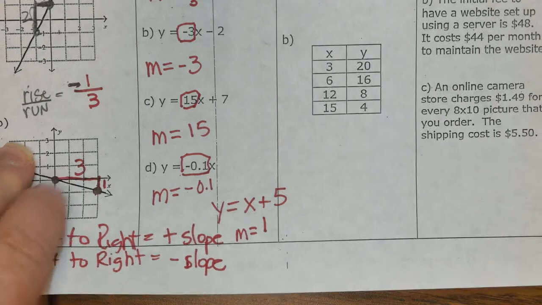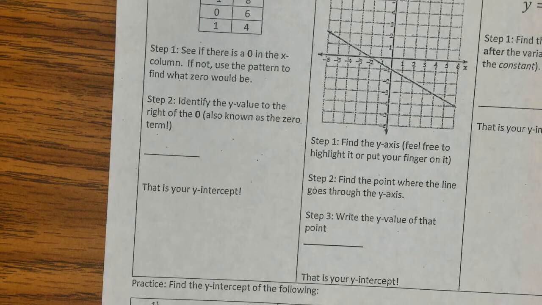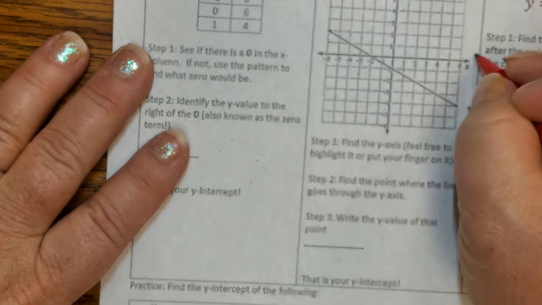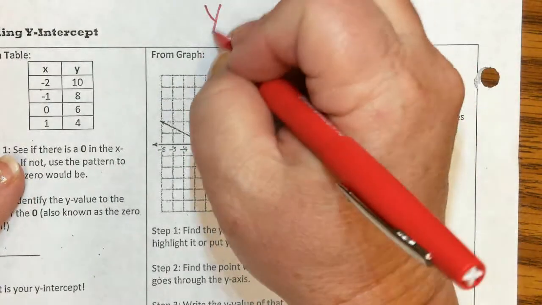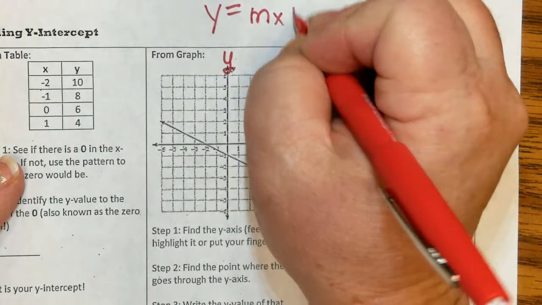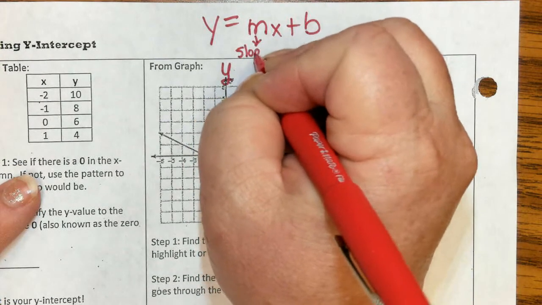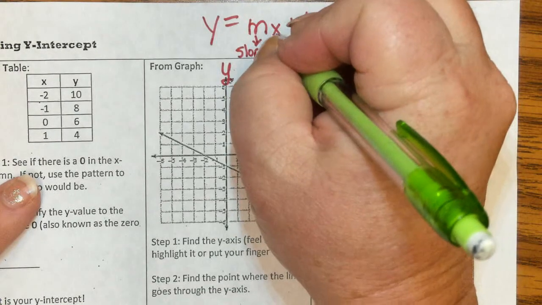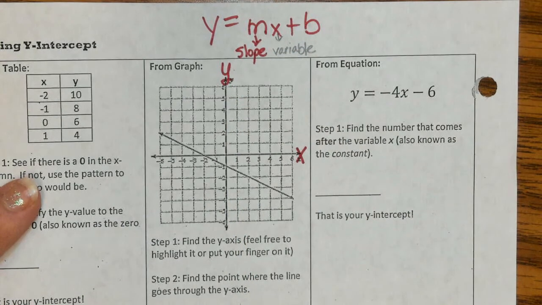Let's talk about the y-intercept. Flip the page. We're only going to look at a graph and an equation today. All right? The y-intercept. Remember, you have a y-axis and you have an x-axis. In that equation, y equals mx plus b, if this is your slope, and this is your variable.